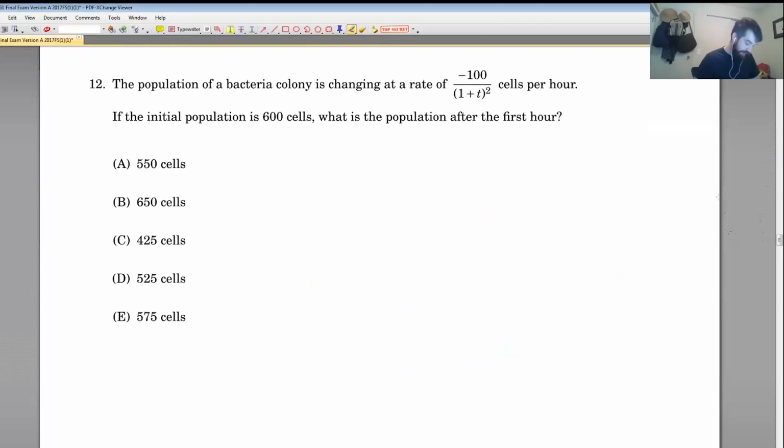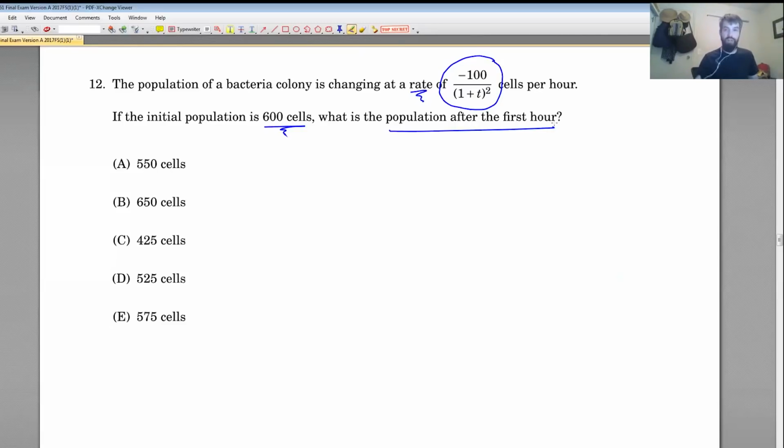It says, the population of a bacterial colony is changing at a particular rate. So this here is a derivative. When you see the word rate, that is a signal that says it is a derivative. So the initial population is 600 cells. And what it is asking for is what is the population after the first hour? So if I'm interpreting this correctly, you start with 600, you go away for 1 hour, and then you have some presumably higher number than that.